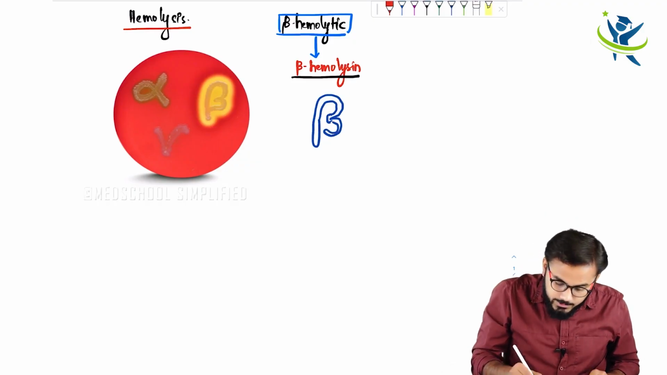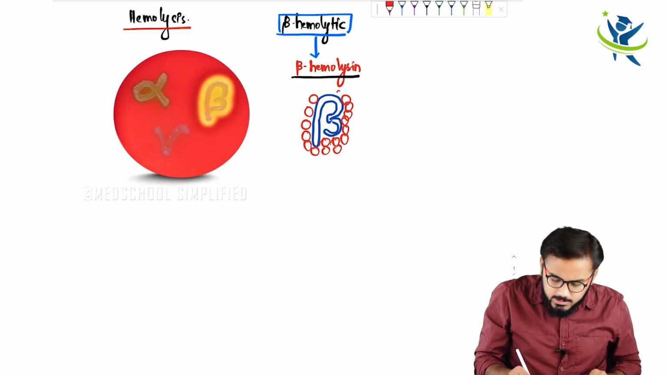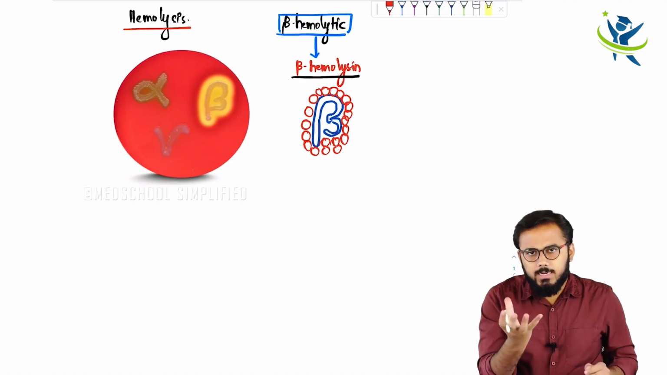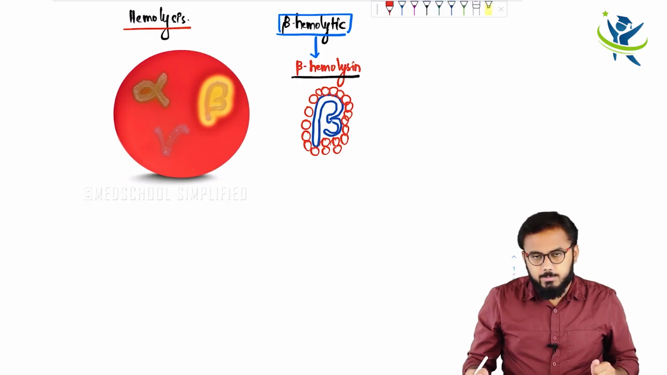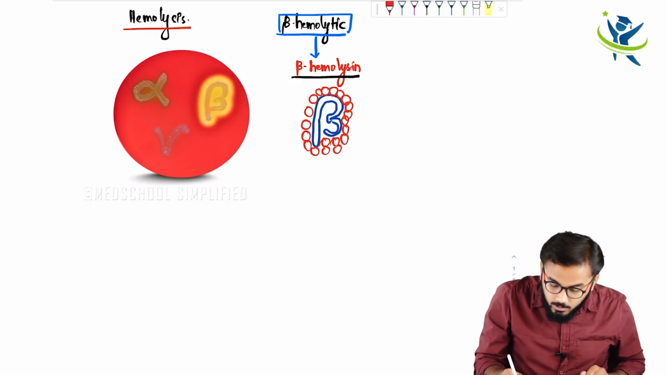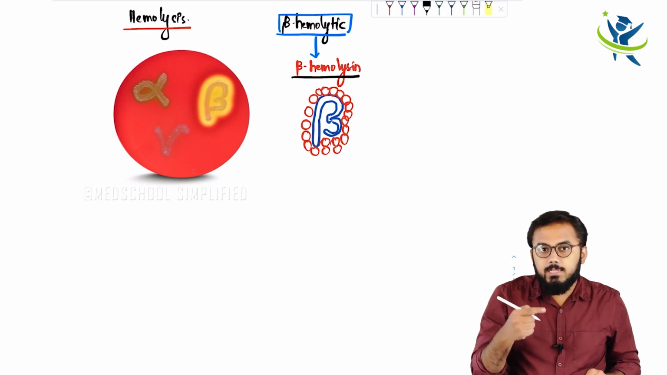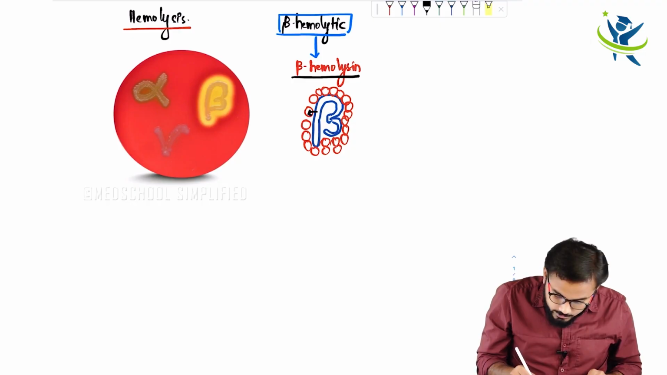Now surrounding this beta, what was there? Let us say there are 100 RBC surrounding this beta, because this beta hemolytic bacteria are located in the agar plate. So surrounding the beta we have many RBC. And I also told you that this beta releases a toxin called beta hemolysin. So what does this beta hemolysin do? It will spread all the way like this.